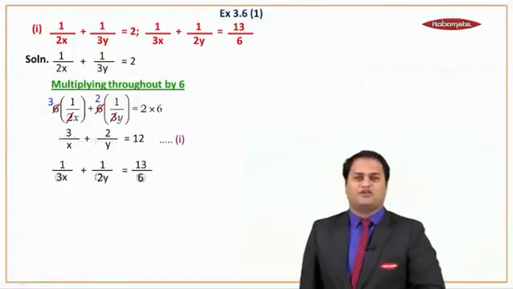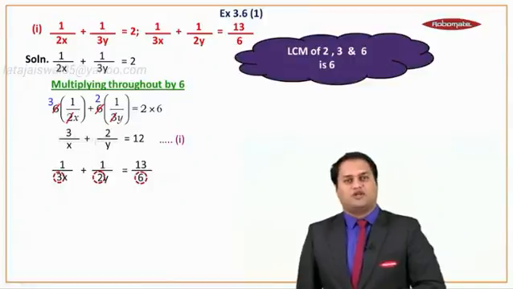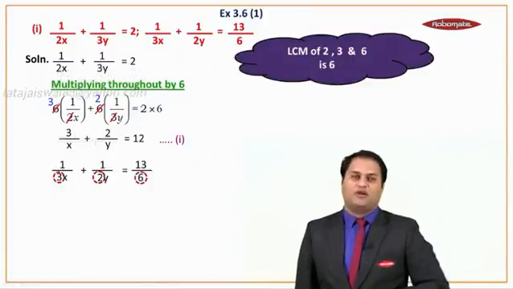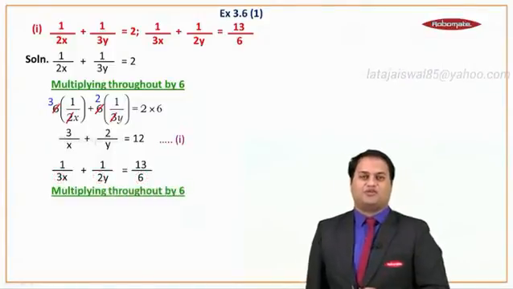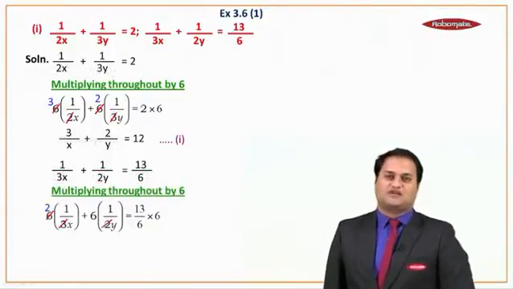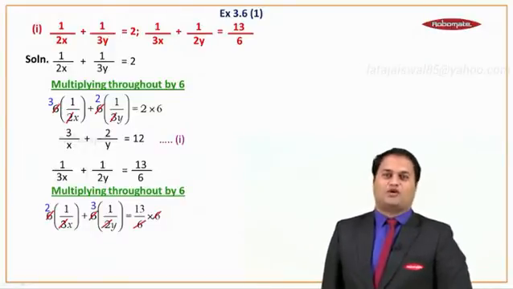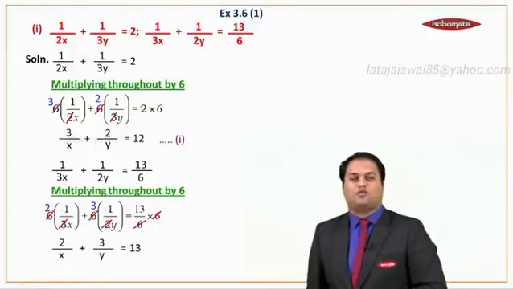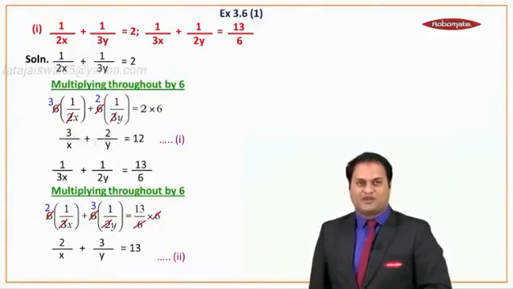Let's take the other equation. What is there in the denominator? 3, 2 and 6. To remove 2, 3 and 6 from the denominator, we'll have to multiply by the LCM and the LCM is 6. So let's multiply throughout by 6. What do we get? 3 2s are 6, 2 3s are 6, 6 1s are 6. So what remains? 2 upon x plus 3 upon y is equal to 13. Let this be equation number 2.